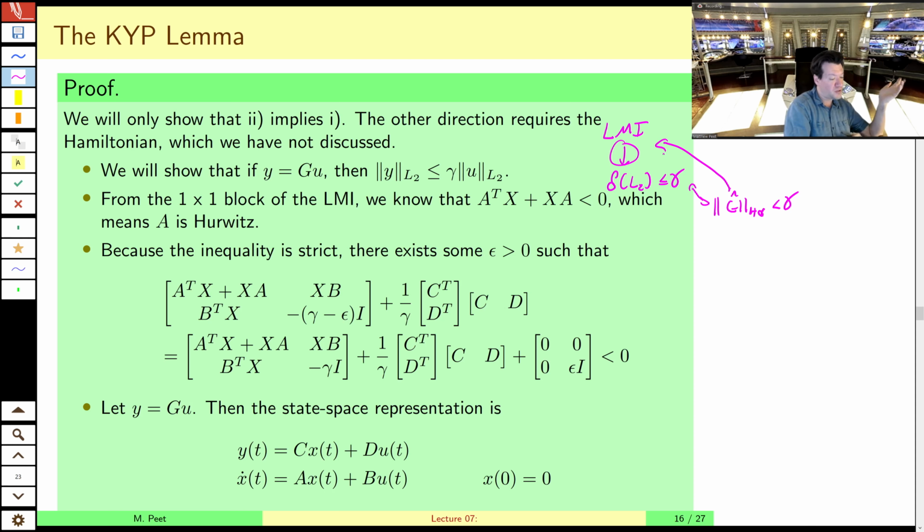All right, so first of all, let's look at the LMI. This is the LMI, less than 0.